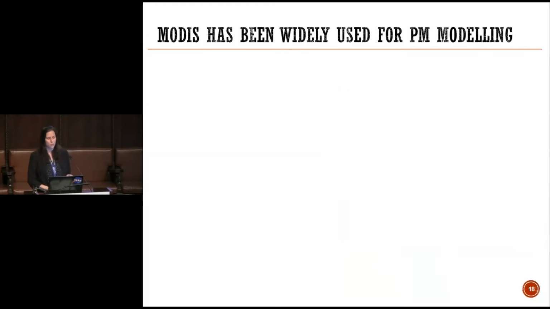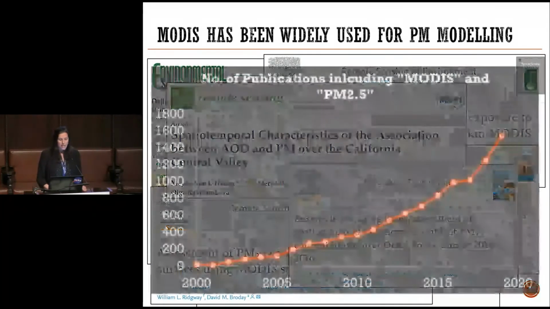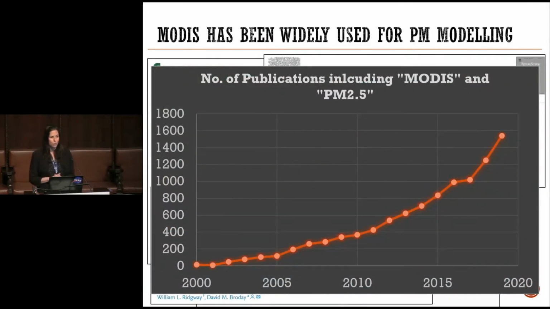MODIS has been widely used for PM modeling in different places in the world, and I did a quick search in Google Scholar for the words MODIS and PM2.5, and since 2000, where we only had a couple dozen studies, we see a significant increase in the number of publications using this data source. And we expect this to grow, although Aqua and Terra are expected to go off orbit in the next couple of years. But the data is still there.